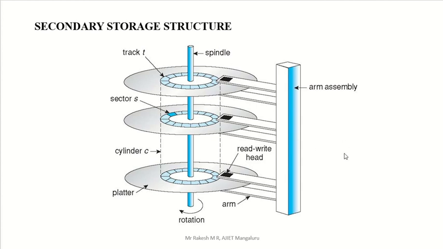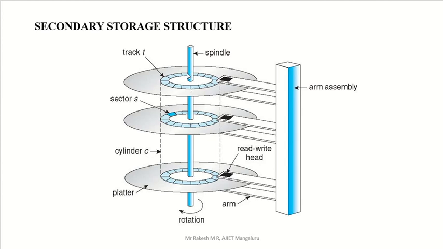In the magnetic disk structure, we have many CD-like structures. These are called platters, and on both the upper side and the bottom side we can write and read anything. Here also we have a platter. Many platters are there in one disk. This one disk contains a lot of sectors.